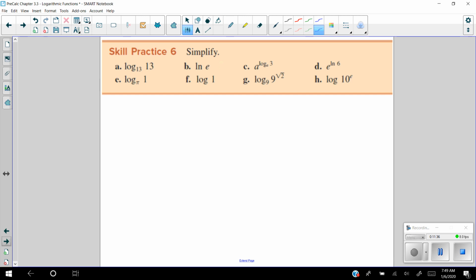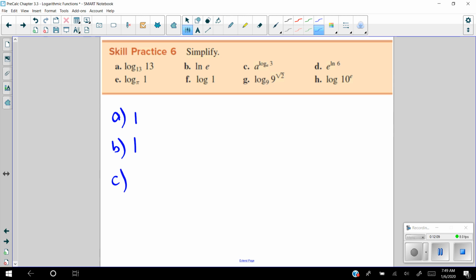All right, these are just some quick simplifying ones. We should be able to do these without a calculator. So A is saying log base 13 of 13. So again, this is saying 13 to what power is 13? The base is 13. 13 to what power is 13? Answer is 1. B, natural log of e. Now the base of natural log is e. So this is saying e to what power is e? 1.